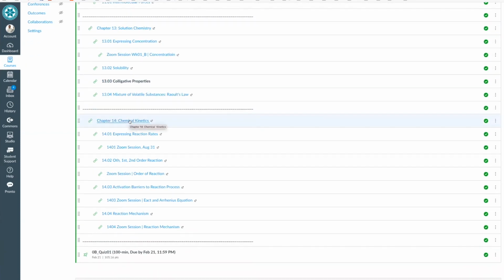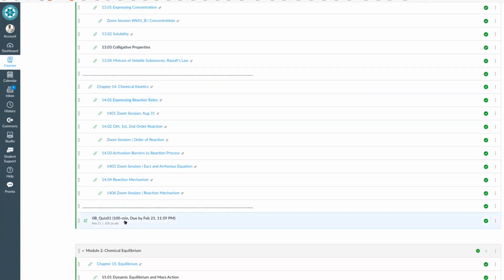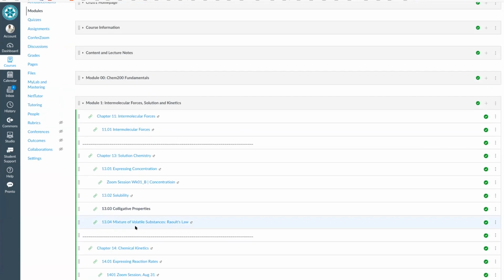When you are done with these, at the very end you're going to see the quiz that pertains to that particular module. It tells you the due date. You have to complete it by February 21st. It opens on a Friday morning, but closes on Sunday before midnight. So you have all weekend to complete this, and it tells you how much time you have. Each module quiz is worth 100 points. So this is where you find that quiz. It's basically on the module.